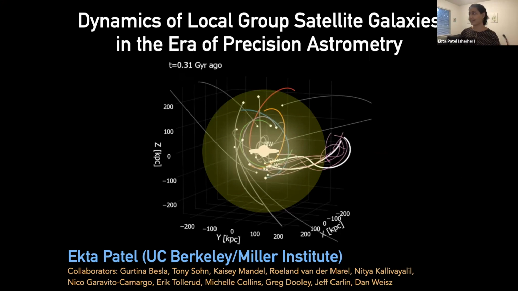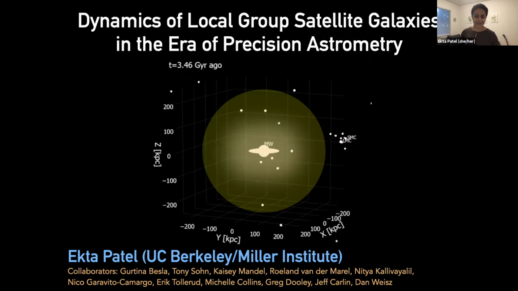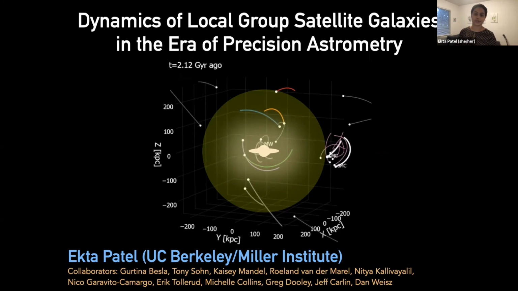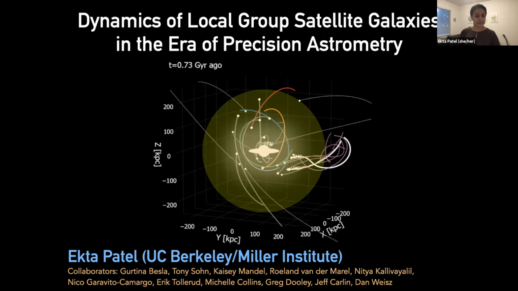And thanks all for having me today and for choosing to spend the next hour of this virtual reality with me. So I'll be talking about the dynamics of local group satellite galaxies in the era of precision astrometry. Much of what I'll be talking about today was part of my thesis, and then some projects that I've continued as a Miller Fellow at Berkeley.